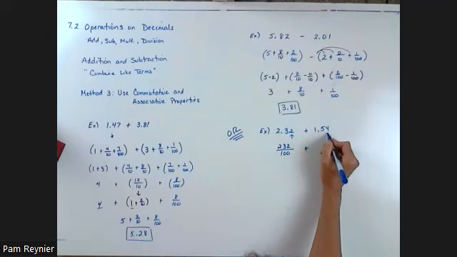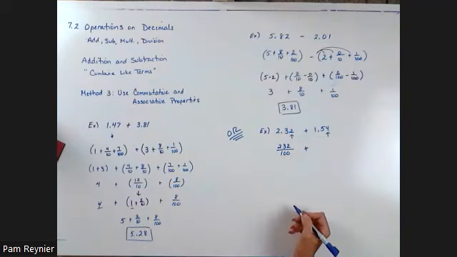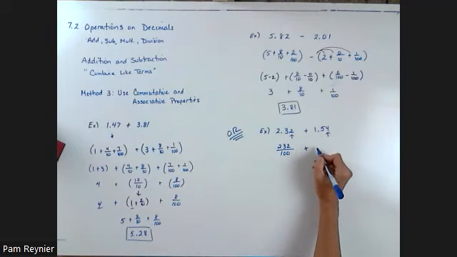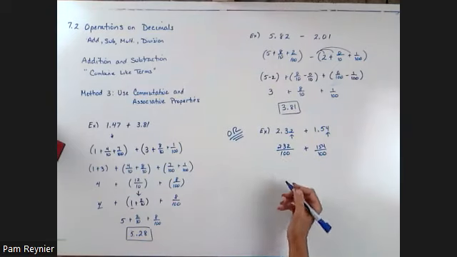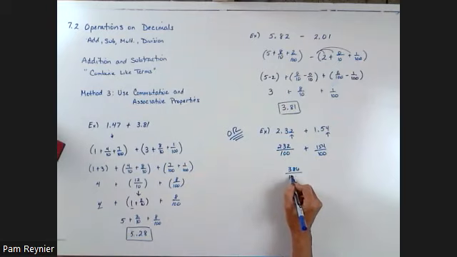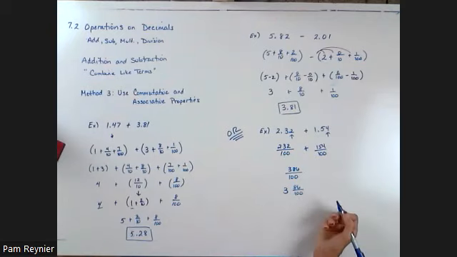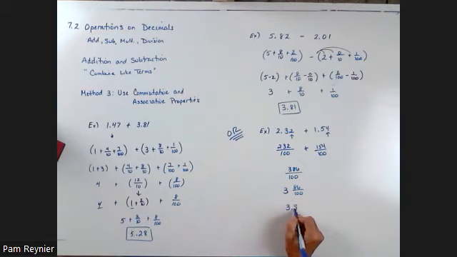I can do the same thing here. The last column is again in the hundredths column. So if I read straight across, I have 154 hundredths. Well, if I add those together, I get 386 hundredths. Which can reduce to 3 and 86 hundredths, which is 3.86.